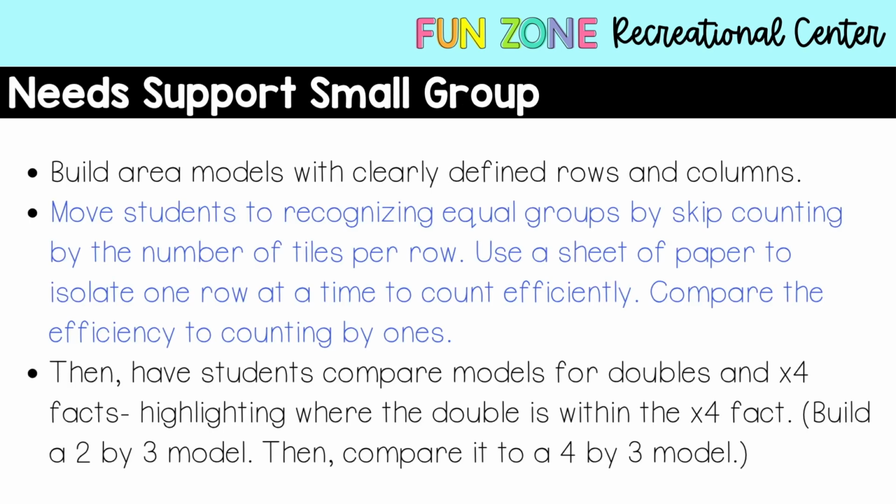For students that demonstrate a need of support, you will build area models with clearly defined rows and columns. Move students to recognize equal groups by skip counting by the number of tiles per row. Use a sheet of paper to isolate one row at a time to count efficiently. Compare the efficiency to counting by ones. Then, have students compare models for doubles and times 4 facts, highlighting where the double is within the times 4 fact. For example, build a 2x3 model, then compare it to a 4x3 model.